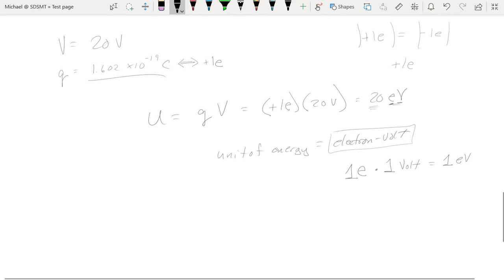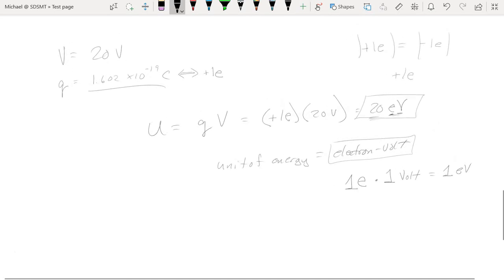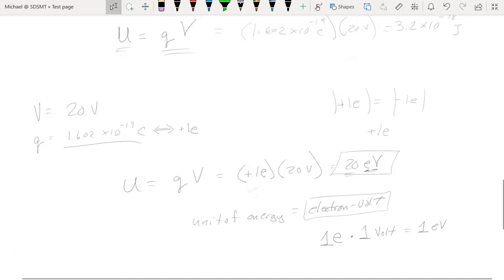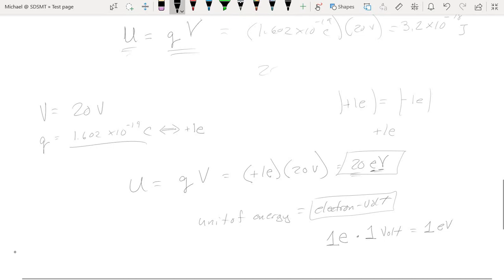But the true product of our two terms, 1 times 20, was 20. And so we have an energy of 20 eV. Those 20 eV are equivalent to the value that we just calculated up here. 20 eV would be the same as 3.2 times 10 to the negative 18 joules. So how do we convert back and forth between the two units of energy?